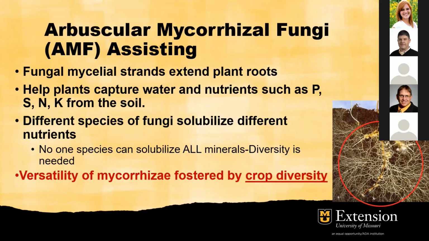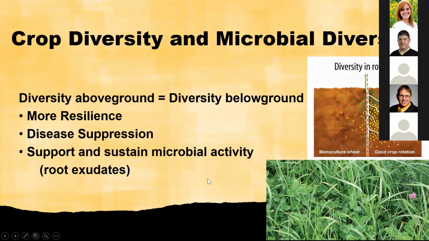The versatility of that mycorrhiza in the soil is fostered by crop diversity, and that can impact both row crops and forage crops. So the diversity above the ground equals the diversity below the ground, which creates more resiliency. It helps those microbes in disease suppression, and it supports and sustains increased microbial activity through those roots.